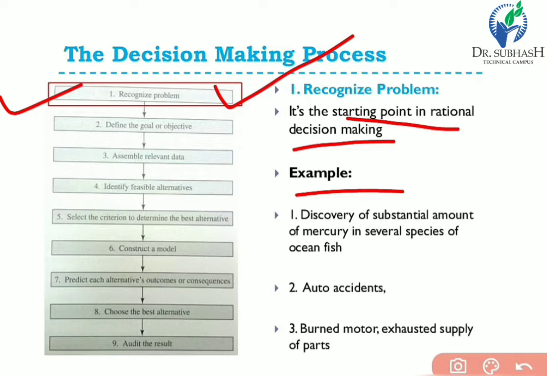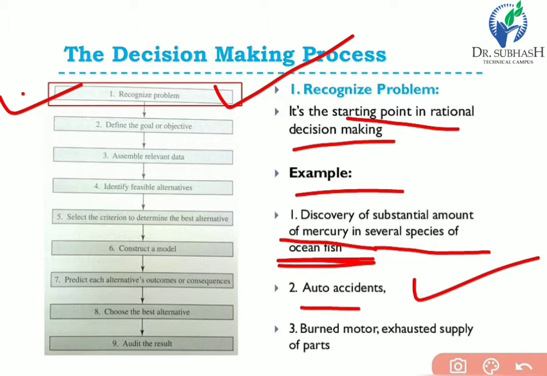Discovery of a substantial amount of mercury in several species of ocean fish. It means that mercury is discovered in ocean fish. So it is a recognition of a problem. Second one is an auto accident. It is a problem: burned motor, exhausted supply of parts. It is also a problem which is recognized at the starting point.